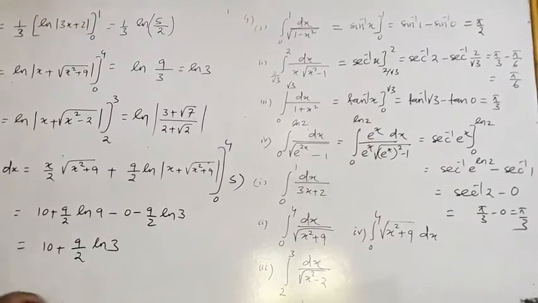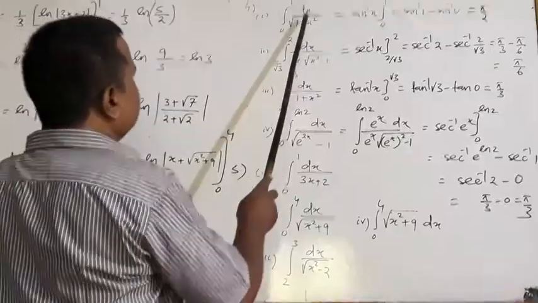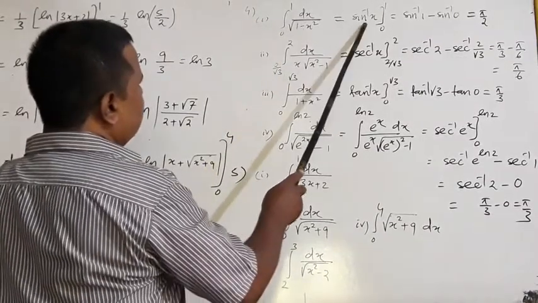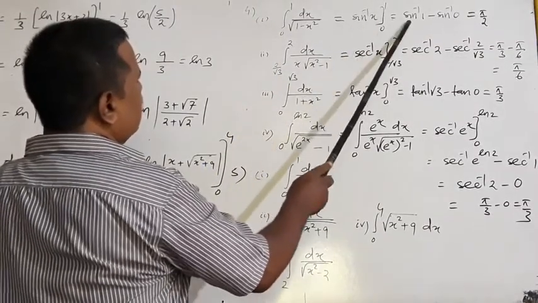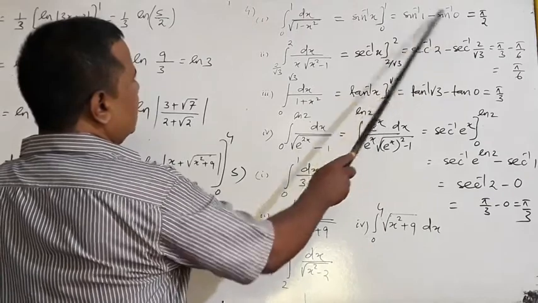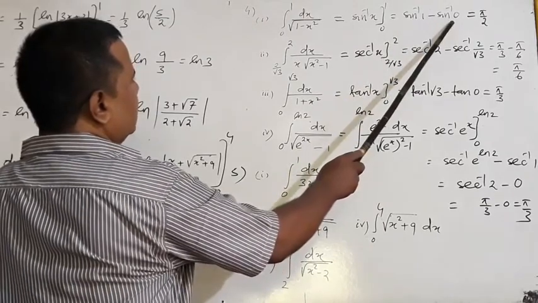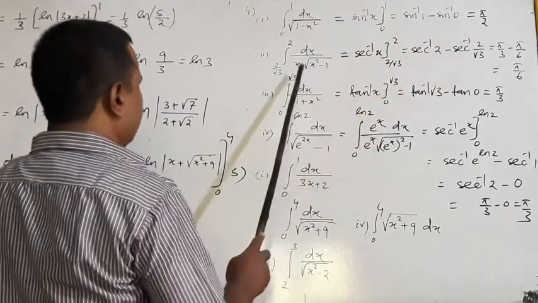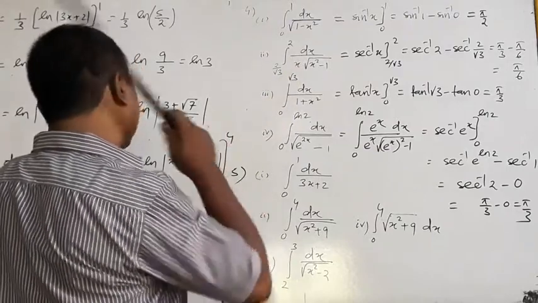Okay, now look at number 4. First, dx by square root of 1 minus x square. It is simply sin inverse x, from 0 to 1. Put sin inverse 1 minus sin inverse 0. Sin inverse 1 is pi by 2, sin inverse 0 is 0, so the result is pi by 2. Next, dx by x into square root of x square minus 1.